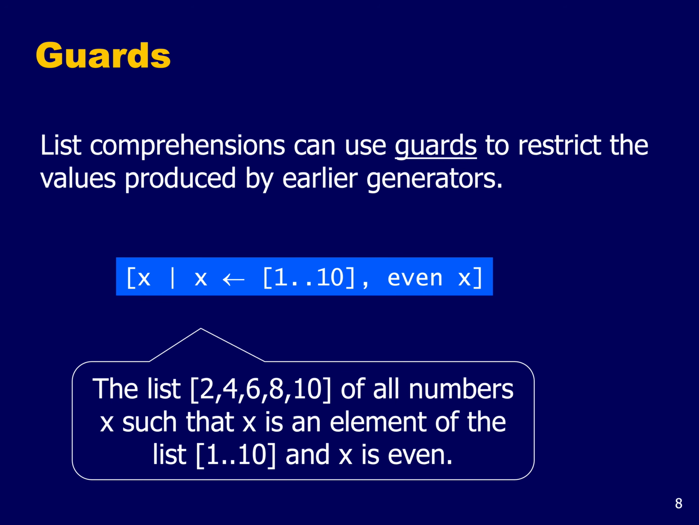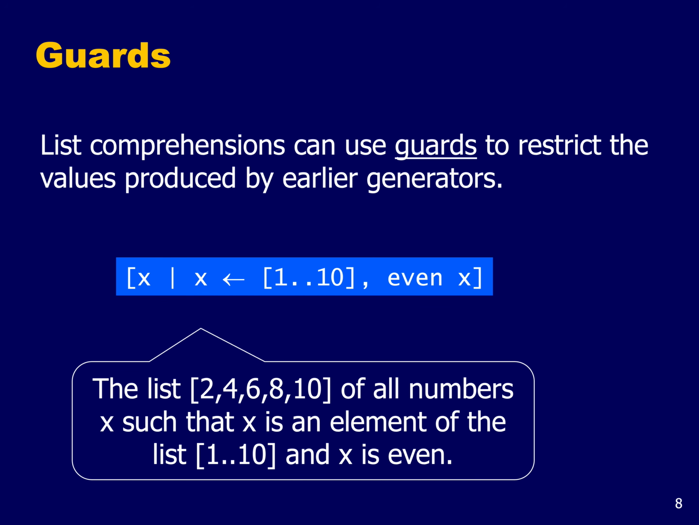So the only other thing you need to know about list comprehensions is guards. So we have two things in list comprehensions. We have generators which produce values, and we have guards which throw them away. So list comprehensions can use guards to restrict the values produced by earlier generators.